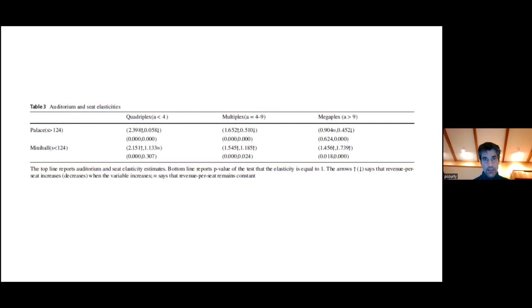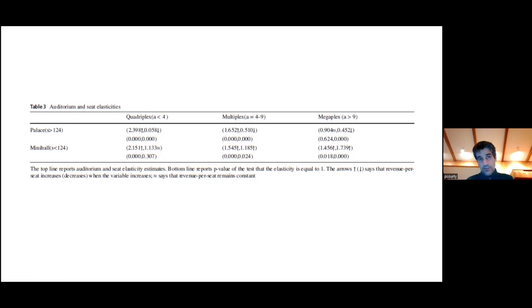So what we get here, it's a little difficult to read here, but basically if you look, for example, at a palace with few auditoria, you would get a very large return to increasing the number of auditoria, and the return to increasing the number of seats would be negative, right? So this number would be very large, meaning that if you increase the number of auditoria by 1%, you get, I think this is the way to read that number, it's like 239%. And if you add 1% seats, you get 0.05%. So that's the idea.